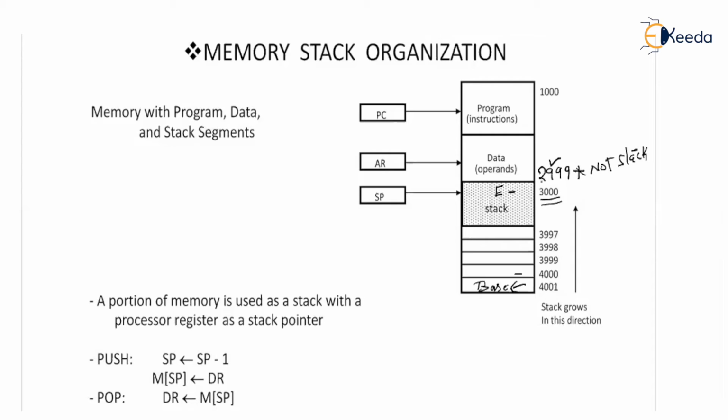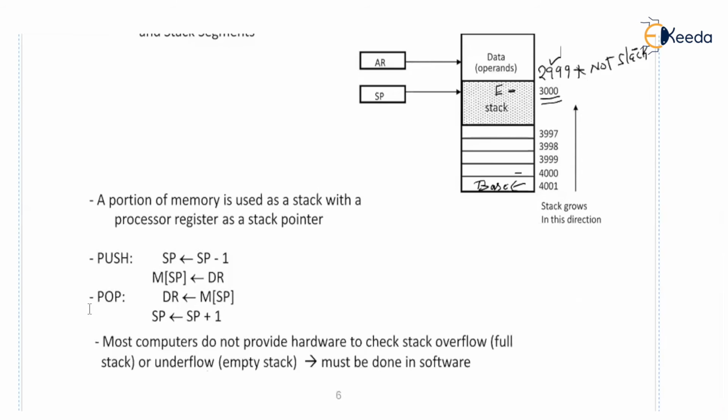So what we do, in keeping the operation within the limits of the stack, is check with an if condition. How are you going to perform a push operation here? The push operation is: first decrement the stack pointer. At the decremented value, we are going to perform the push. That is, the data register contents will get transferred to the memory at the stack pointer.